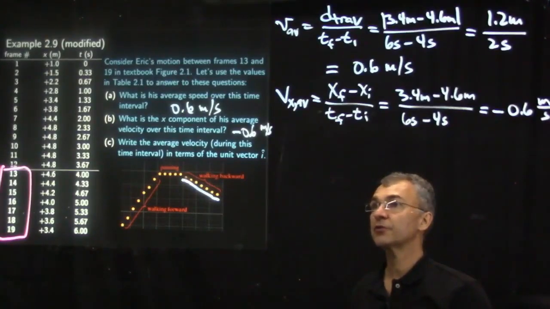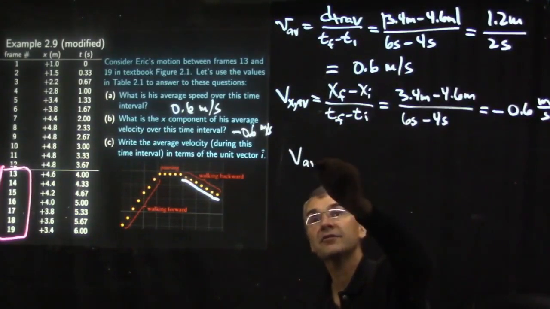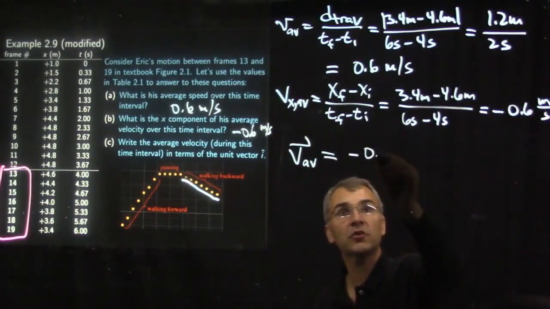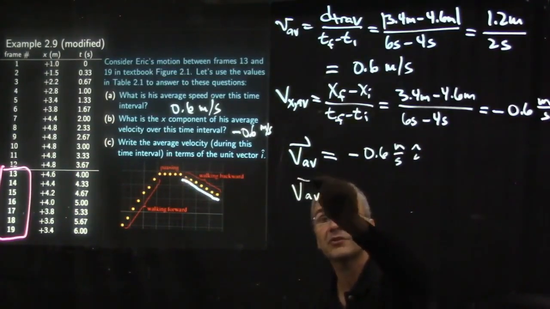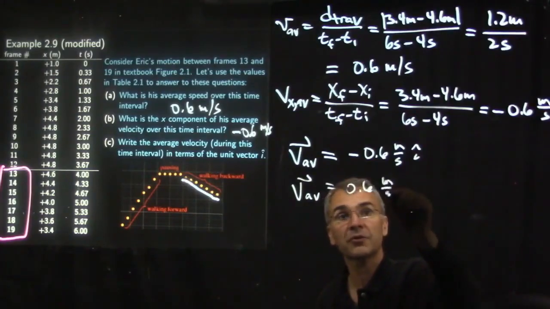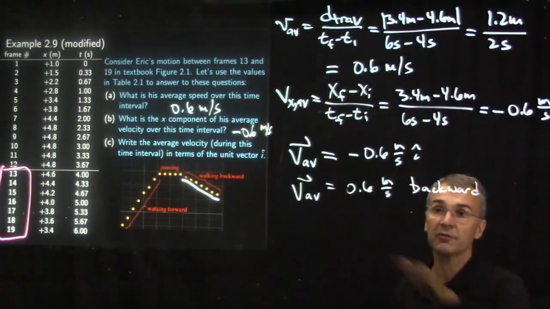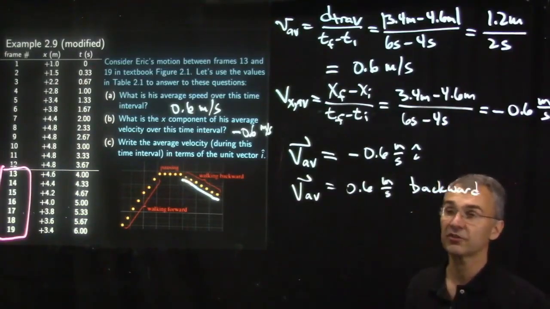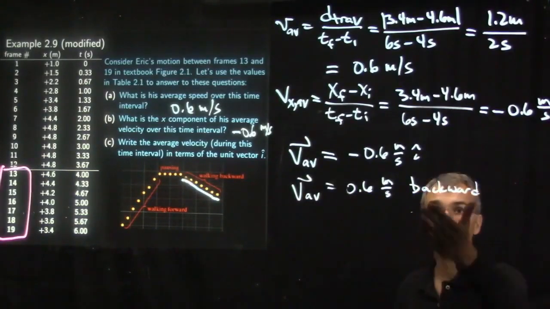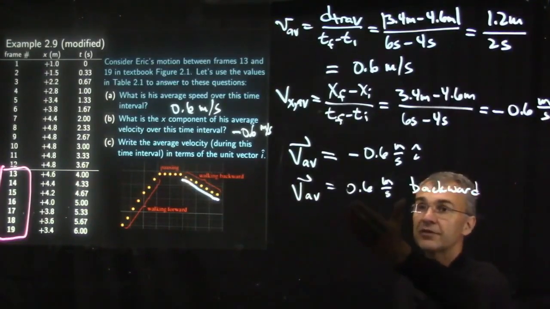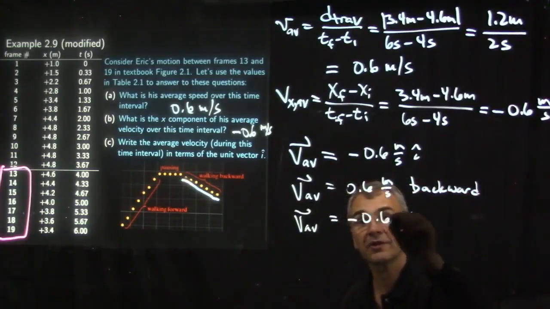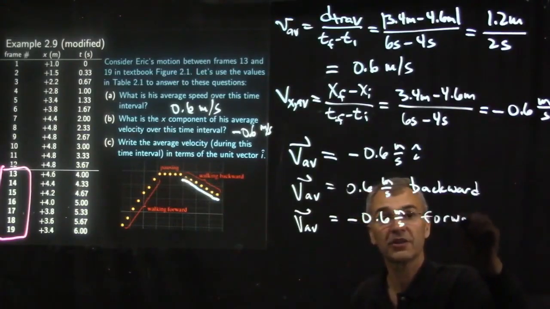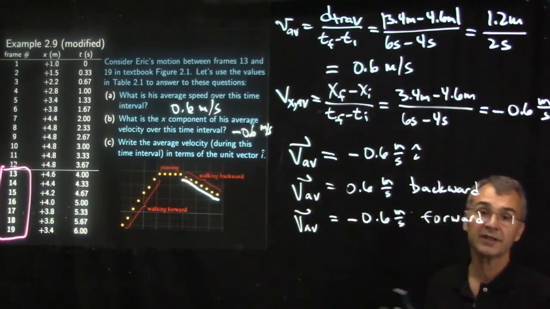The average velocity during the time in terms of the unit vector i, so I'm going to say the average, the vector, is minus 0.6 meters per second i hat. But I think you could equivalently say the average equals 0.6 meters per second backward. 0.6 meters per second is a magnitude, backward is a direction. So this is written as a vector. So if you want to avoid the i hat stuff, you could just use a word for the vector direction. So v average is 0.6 meters per second backward. Or you could say v average is minus 0.6 meters per second forward. That's the same thing.